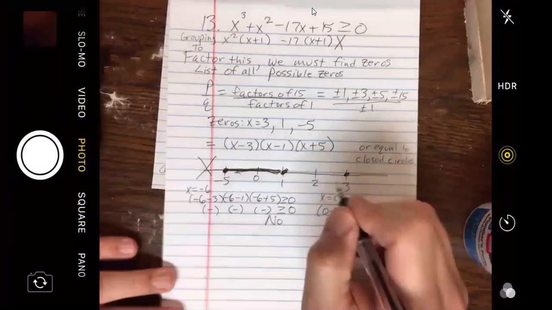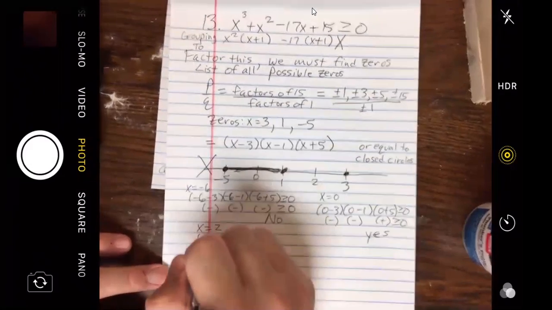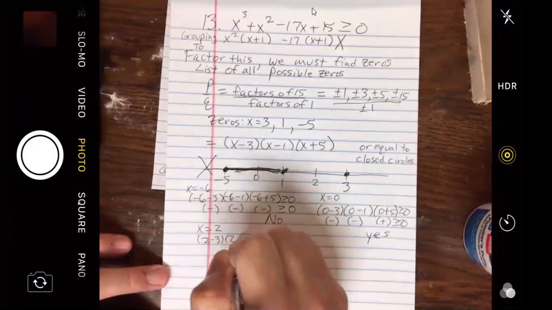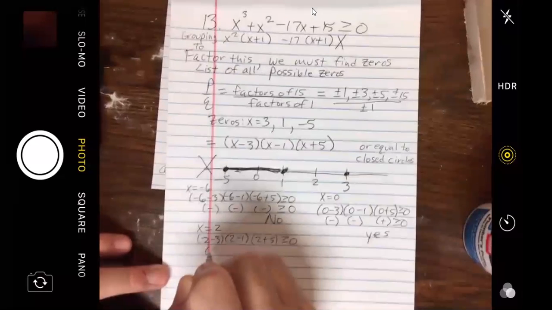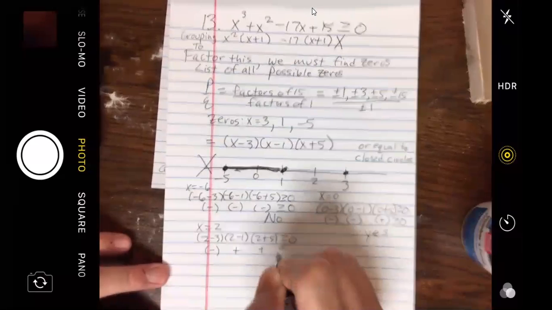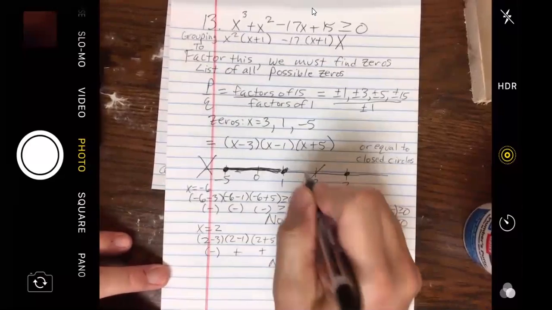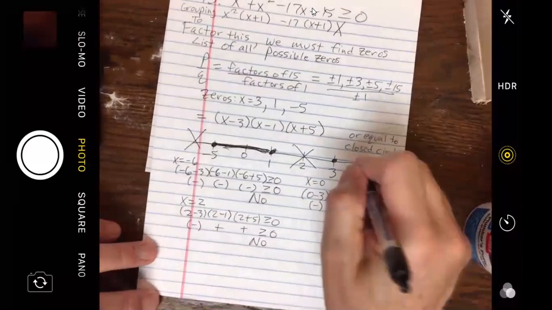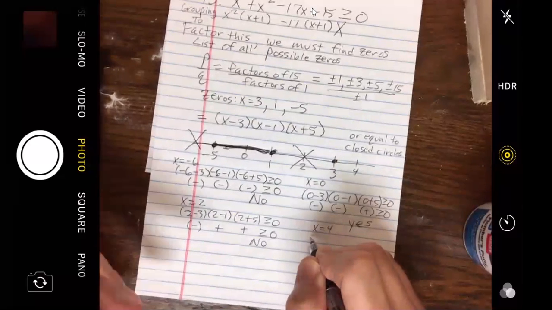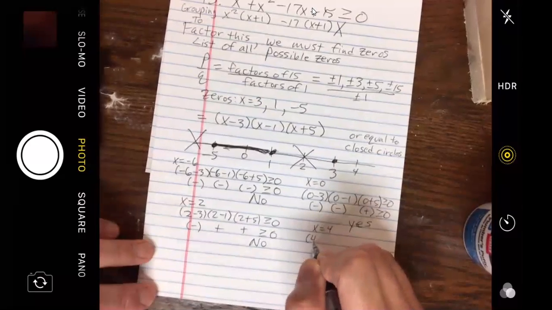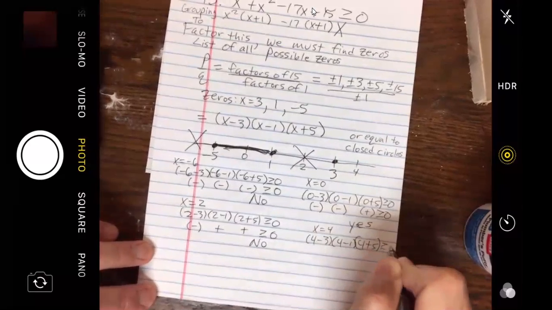All right, so x equals 2. So let's see, we got 2 minus 3, 2 minus 1, 2 plus 5. All right, that's negative, and we got 2 positives. So this is a no. 1 negative is still negative. On the other side of 4, you probably can tell that's going to work because you got 4 minus 3, 4 minus 1, 4 plus 5. They're all positive.